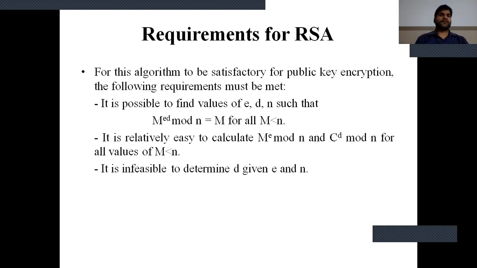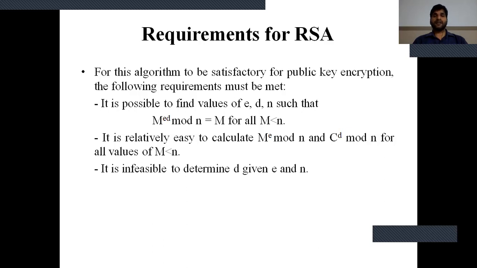Now the requirements for the RSA algorithm. The following requirements are needed for solving the RSA algorithm. For this algorithm to be satisfactory for public key encryption, the following requirement must be met. It is possible to find values of E, D, N such that M to the power ED mod N equals M for all M less than n. This is the requirement condition. If this condition is met, then we can solve the RSA algorithm.